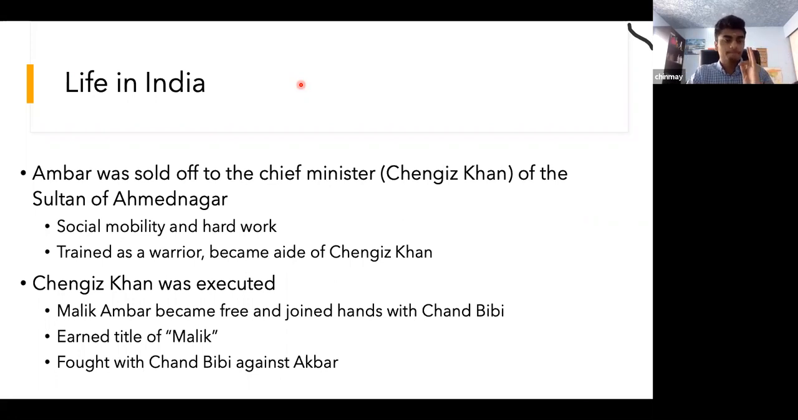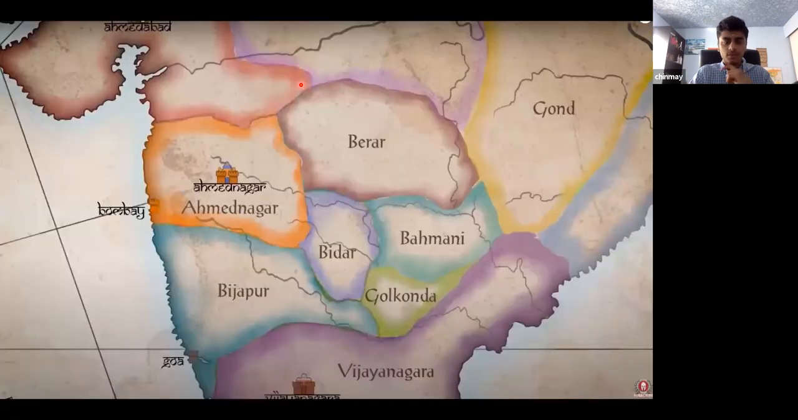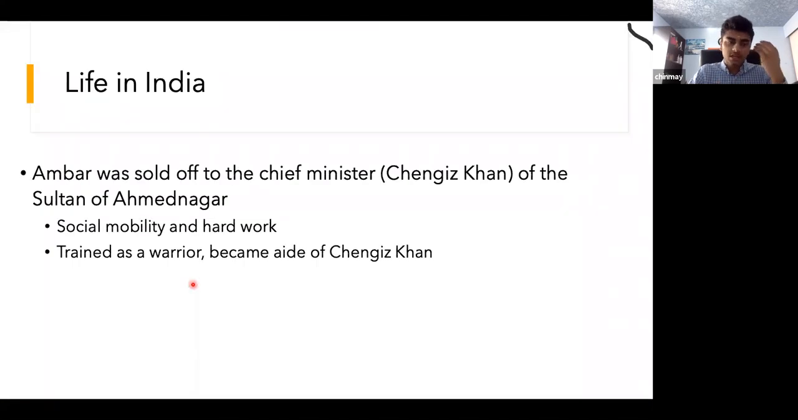But the good thing was, even though such a tragedy happened, since his slave owner was executed, Malik Ambar became a free man. He became a free man and he was a mercenary for a while. He had a lot of men with him and he eventually joined hands with Chand Bibi of Bijapur. He traveled to Bijapur and he joined with Chand Bibi, who he respected a lot.